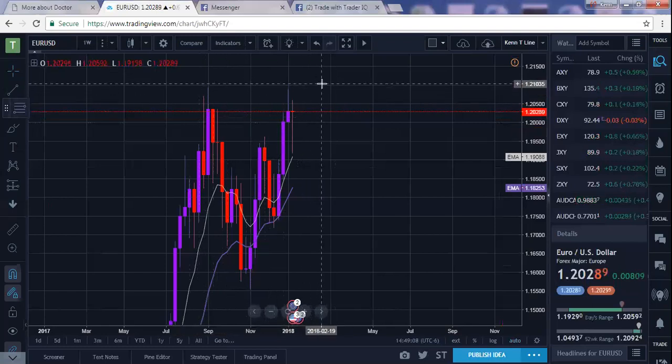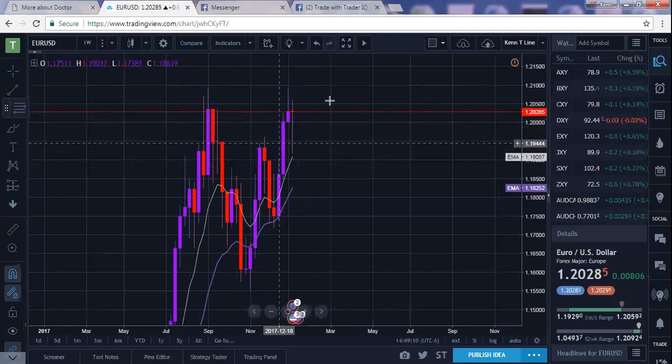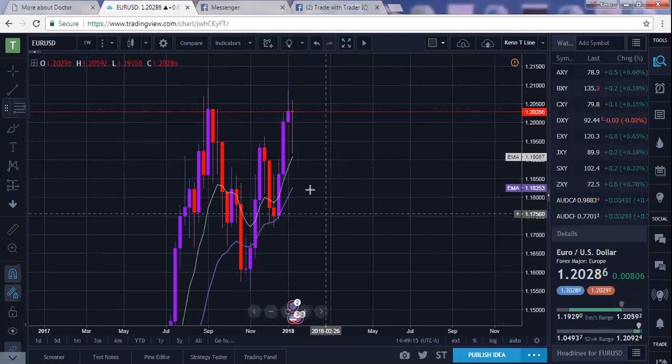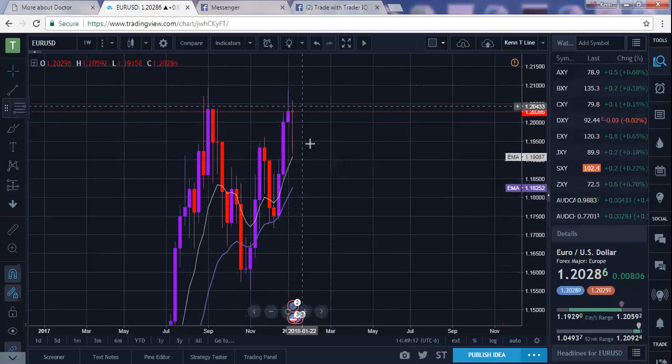That's what I am expecting right now because I am bullish. If I was bearish, then I would be looking for it to come down and take this low out, but I'm definitely bullish here, not bearish. So that's what I'm looking for.